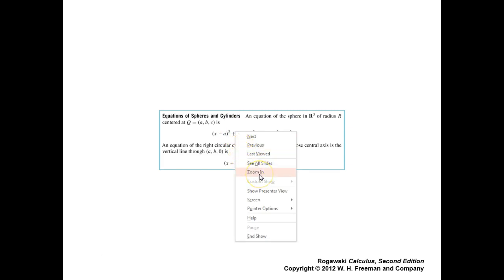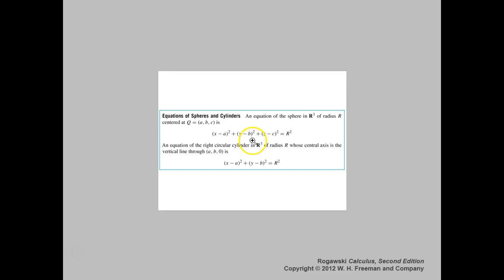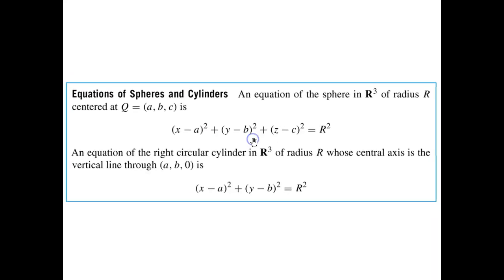Jumping right along here, here is another equation, an equation of a sphere, a sphere in R3. Now, this capital R is a parameter, meaning a real number. This R is your radius of that particular sphere. It has nothing to do with that capital R at all.